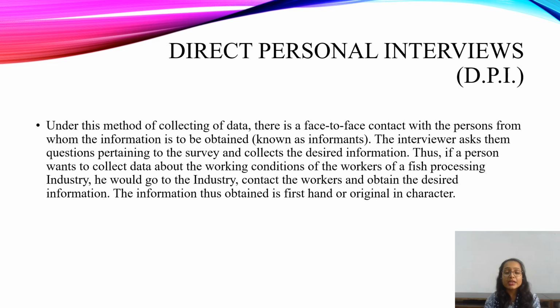The first one is direct personal interviews. Under this method of collecting data, there is face-to-face contact with the persons from whom the information is to be obtained, known as informants. The interviewer asks them questions pertaining to the survey and collects the desired information. Thus, if a person wants to collect data about the working conditions of the workers of a fish processing industry, he would go to the industry, contact the workers, and obtain the desired information. The information thus obtained is first hand and original in character.